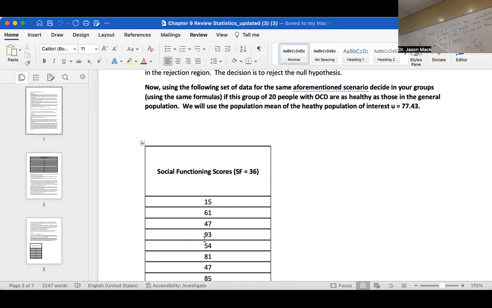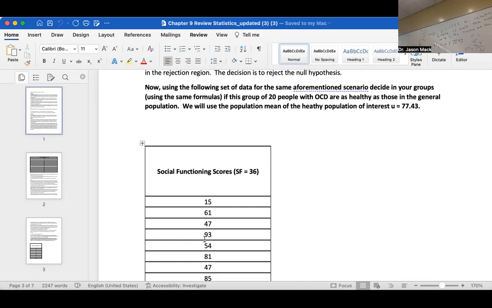No worries. Find the t statistic by substituting the values of the sample mean, 60, the null hypothesis value, 77.43, and the estimated standard error we just calculated, 4.48. So the sample mean minus the population mean, 60 minus 77.43, divided by 4.48, is negative 3.89.